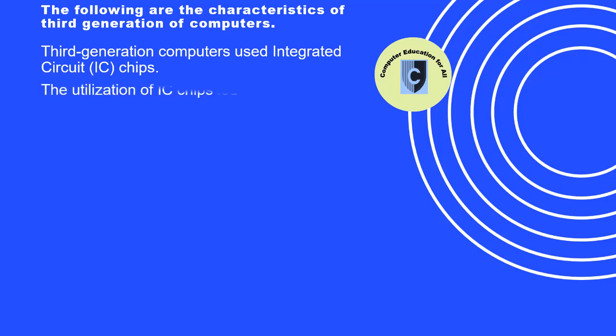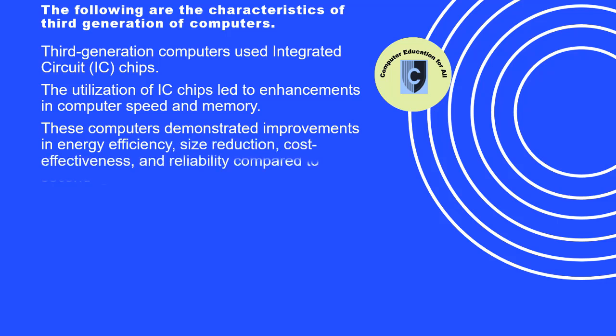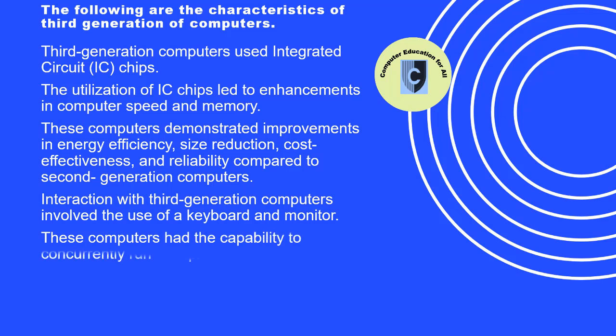The utilization of IC chips led to enhancements in computer speed and memory. These computers demonstrated improvements in energy efficiency, size reduction, cost-effectiveness, and reliability compared to second-generation computers. Interaction with third-generation computers involved the use of a keyboard and monitor. These computers had the capability to concurrently run multiple application programs.